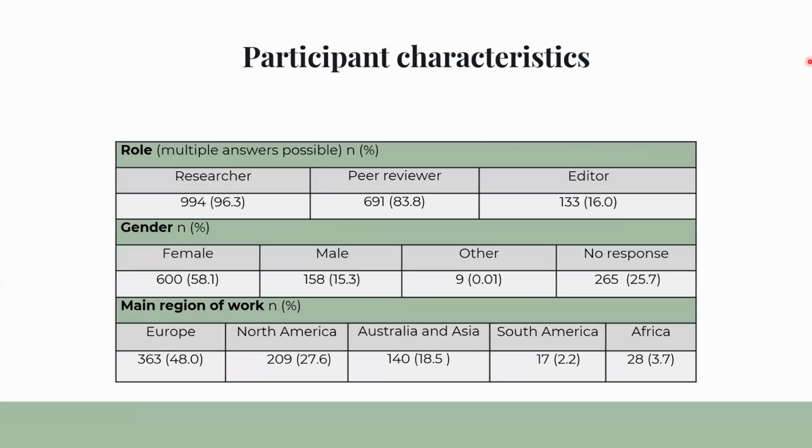More than 1,000 people initiated the survey and participated, and we had a very good representation of researchers, peer reviewers, and editors. Most of the participants were female, and the participants' main regions of work were Europe and North America, a picture that is very consistent across our research. The median age of the participants was around 50 years, and almost all of them communicated their findings primarily in English language.